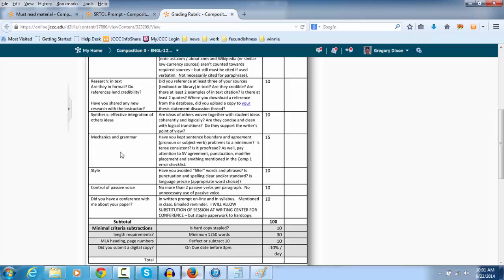Only 15% of your grade is mechanics and grammar. What I've noticed is grammar tends to be really bad when people don't know what they're talking about. You're going to have to write a couple drafts to figure out exactly what you're talking about. I don't care what your opinion or point of view is, politically or any other way, on this paper. I've written both sides of the issue. It just kind of depends on who's important to me and what I'm doing and where I'm living.